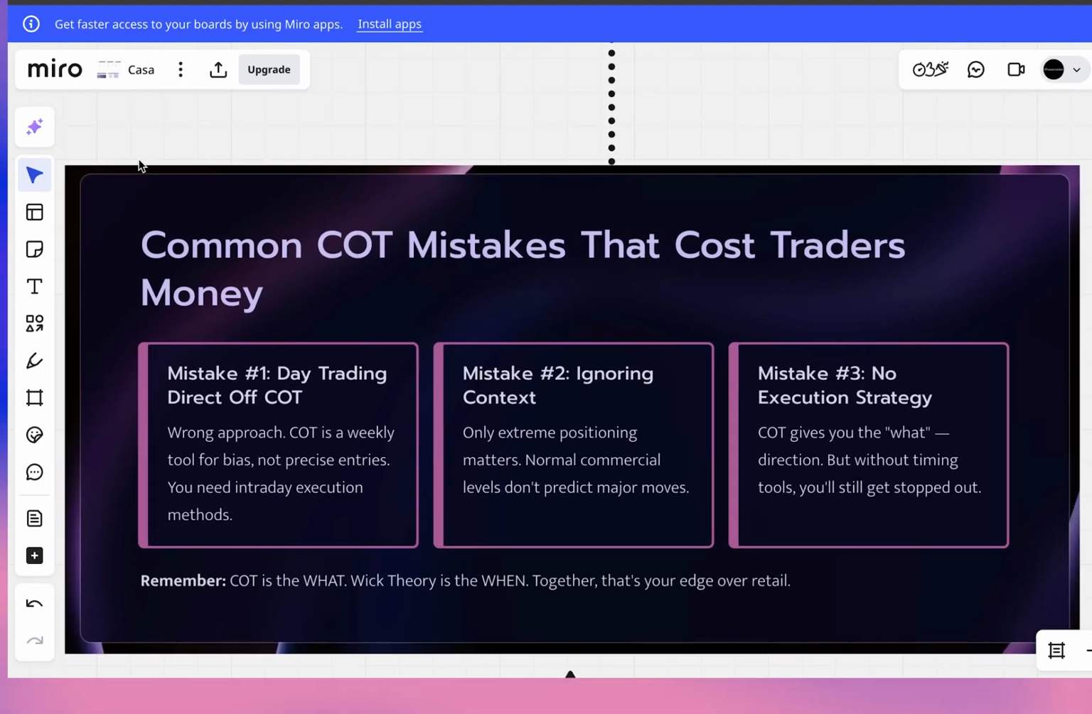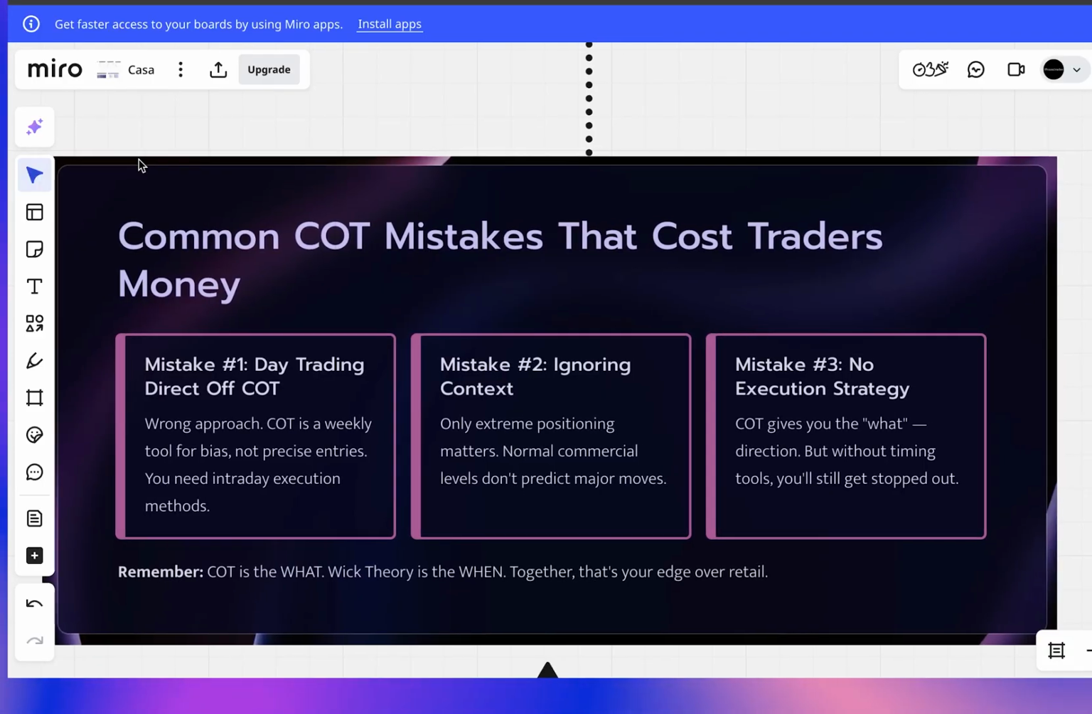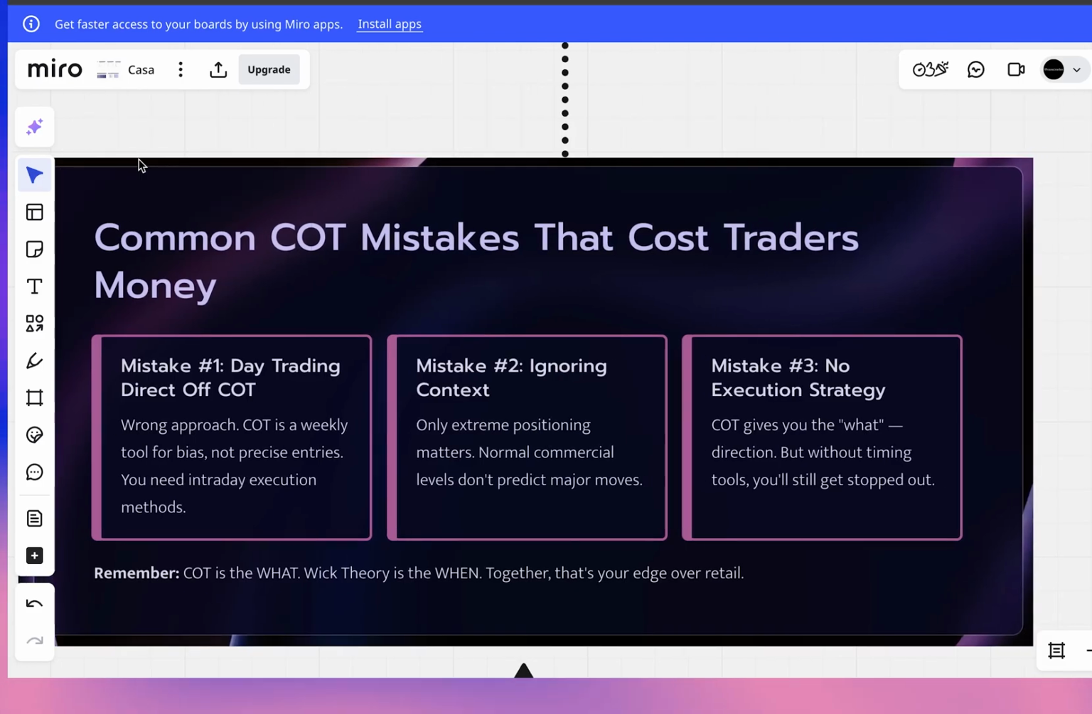Mistake two, ignoring context. Context is everything. You don't want to try to jump the gun before market structure forms, right? Market structure will always form in conjunction to that report. You just have to be patient, right? 99% of trading is patience. Only extreme positioning matters. Normal commercial levels don't predict major moves.